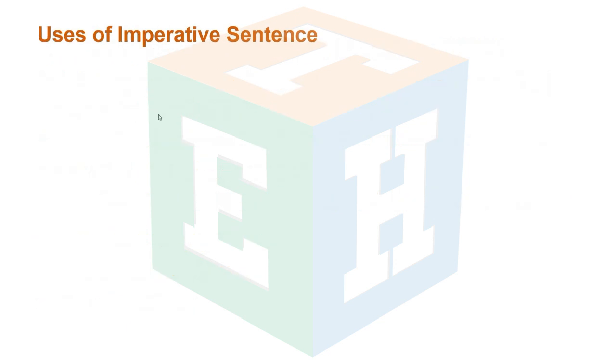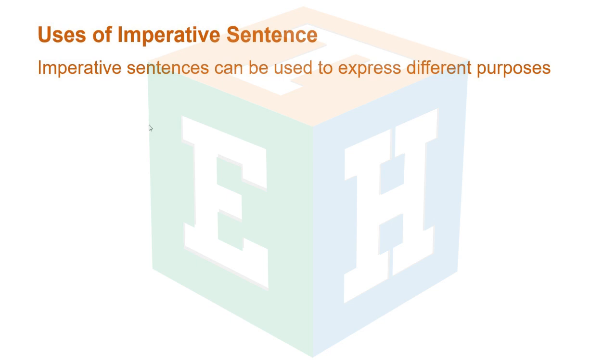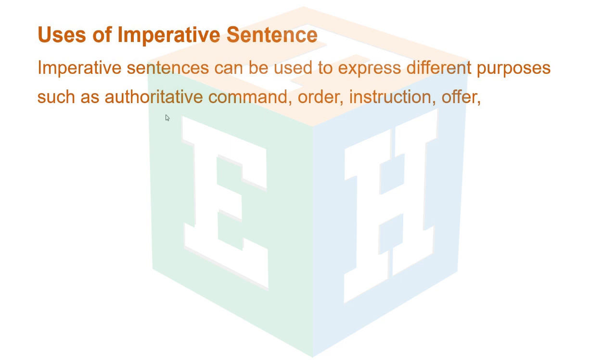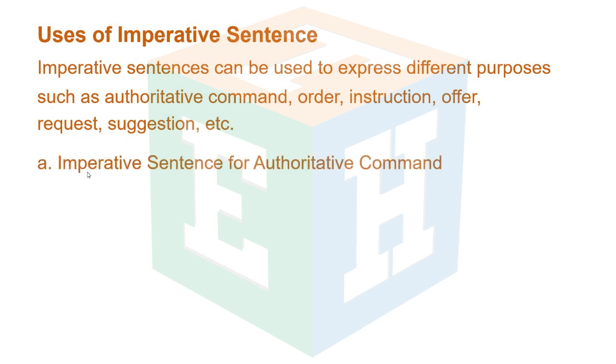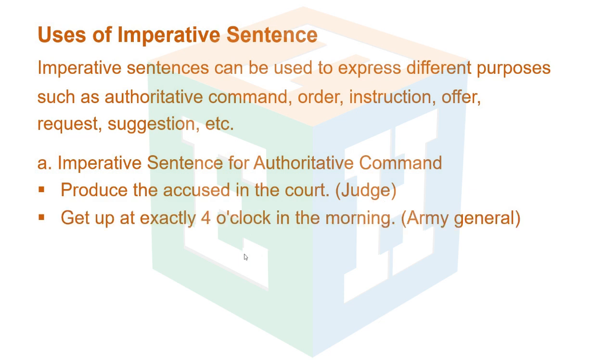Uses of imperative sentence. Imperative sentences can be used to express different purposes, such as authoritative command, order, instruction, offer, request, suggestion, etc. A. Imperative sentence for authoritative command. Produce the accused in the court, which is the judge. Get up at exactly 4 o'clock in the morning, Army General.